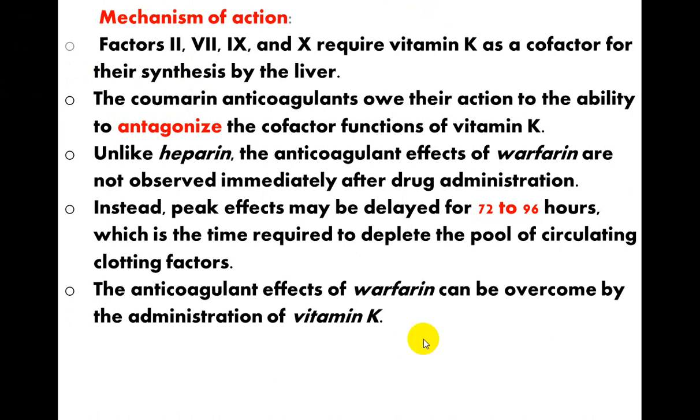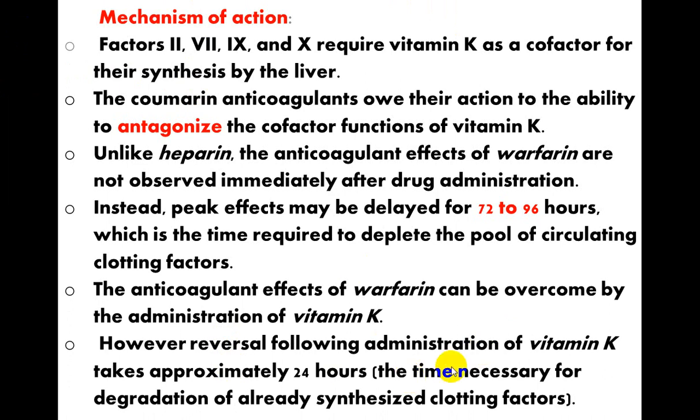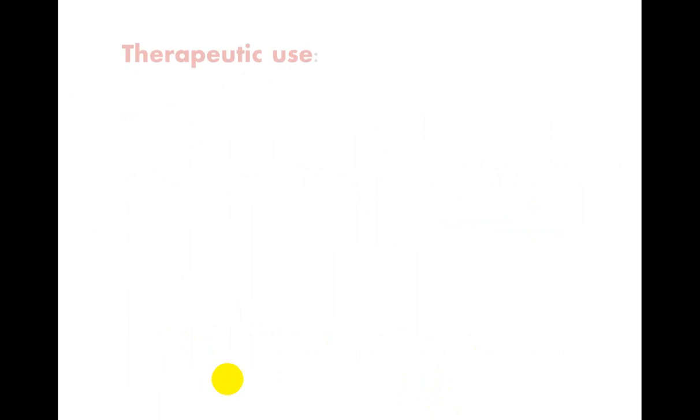The anticoagulant effect of warfarin can be overcome by what? By administration of vitamin K. However, reversal following administration of vitamin K takes approximately 24 hours, which is the time necessary for degradation of already synthesized clotting factors. So, when there is a side effect of warfarin and you give vitamin K, the vitamin K needs at least 24 hours. Why? This is the time required for degradation of already synthesized clotting factors.